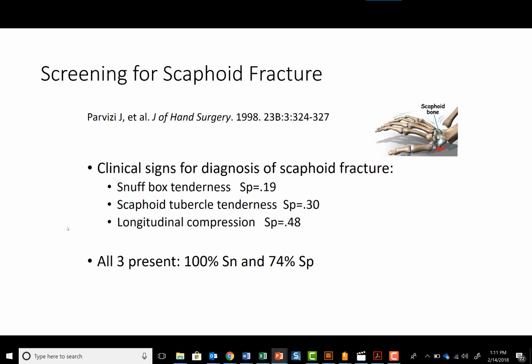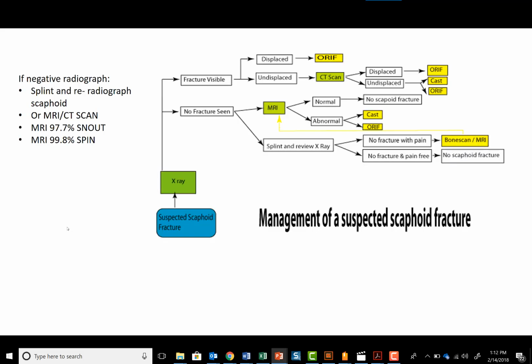Another way to diagnose these scaphoid fractures is snuff box tenderness, scaphoid tubercle tenderness, and longitudinal compression. If all 3 of those are negative, it's 100% sensitive. And if they're all present, they have 74% specificity. So snuff box tenderness, scaphoid tubercle tenderness, and longitudinal compression.